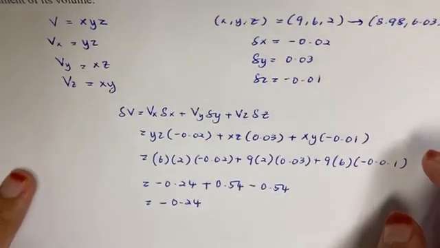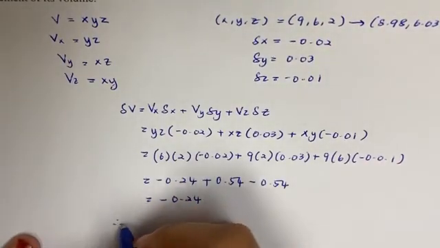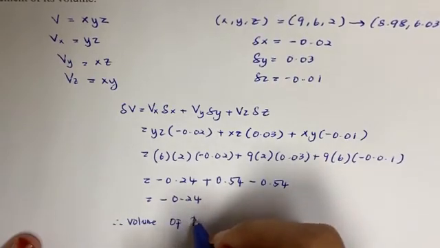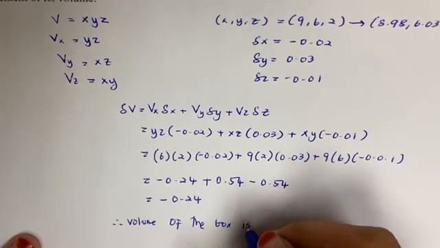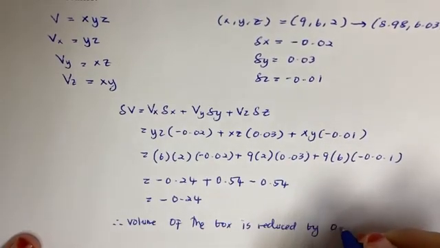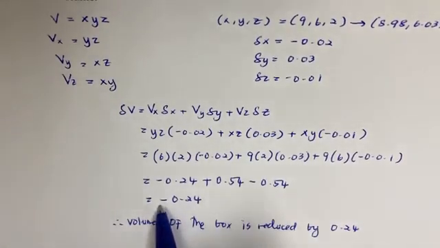So what does the negative sign here mean? We can conclude that the volume of the box is reduced by 0.24 because you have a negative sign here.